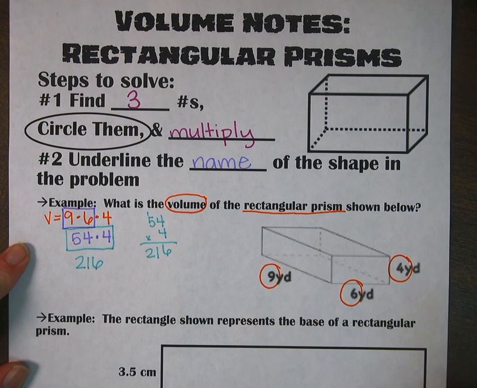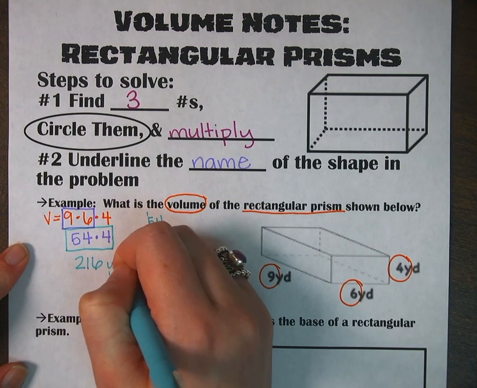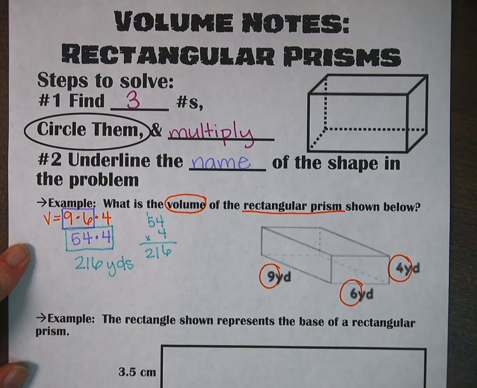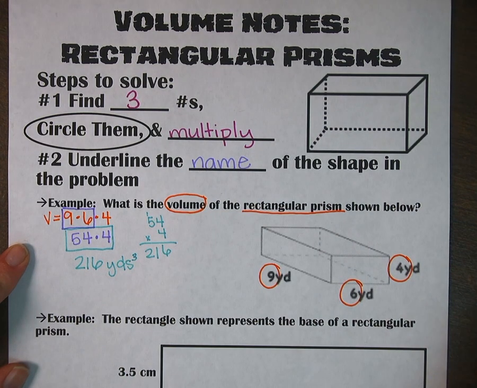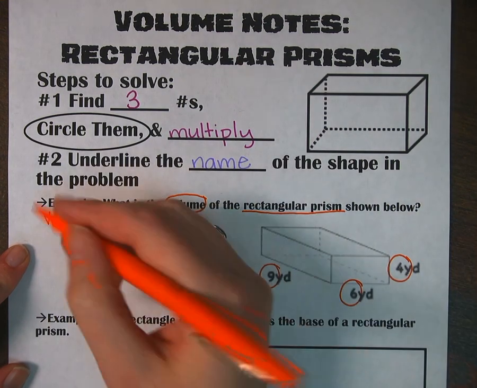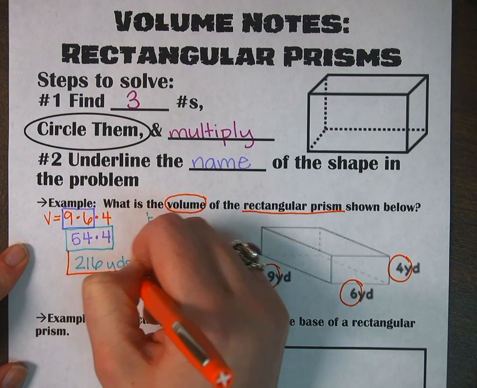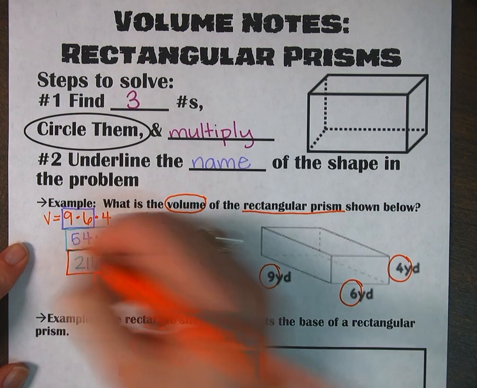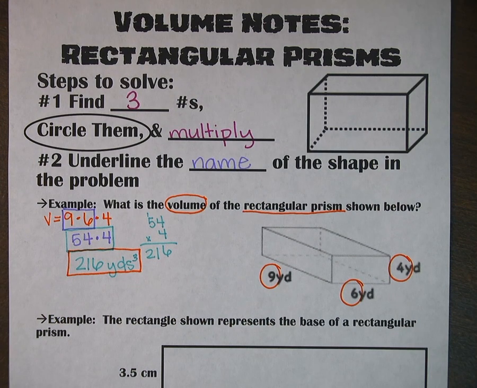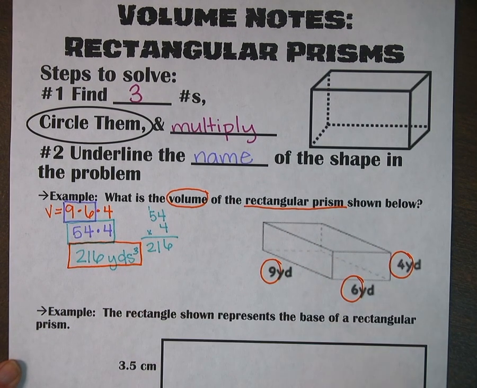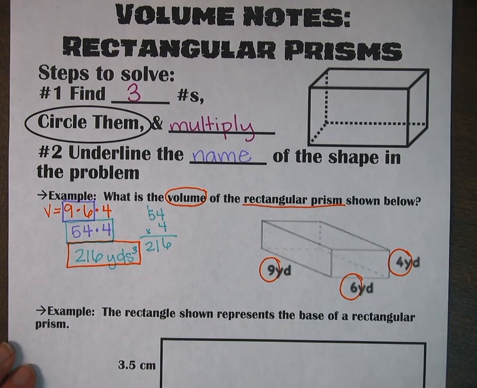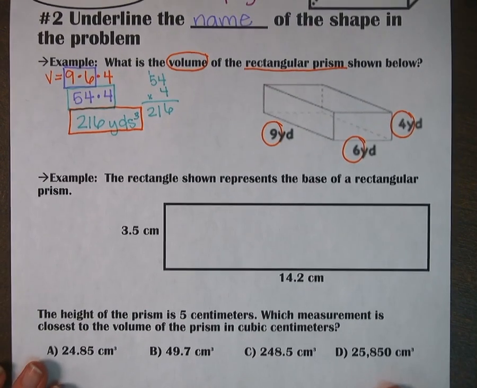Now the next thing we need to talk about is the units. On this one, it said yards, so I'm going to write yards. And then in volume, since it's a three-dimensional shape, we are going to put a little 3 up there. And we say that 216 cubic yards, or 216 yards cubed. So instead of a 2 like area, volume has a little 3. Okay, let's go down to the next example.